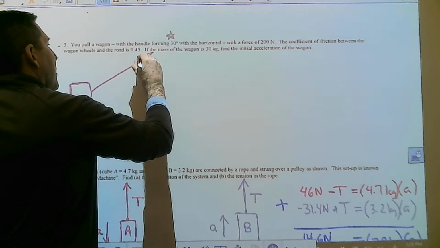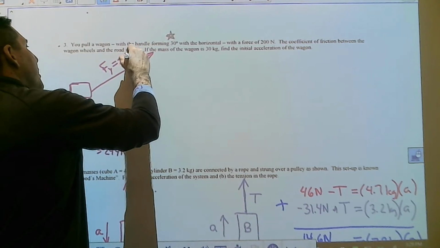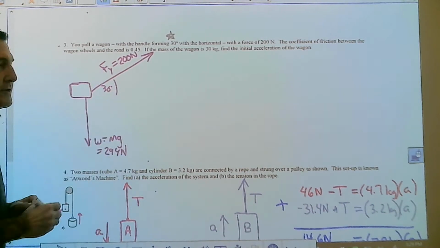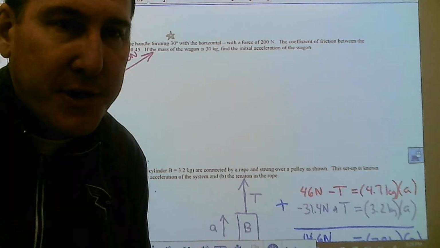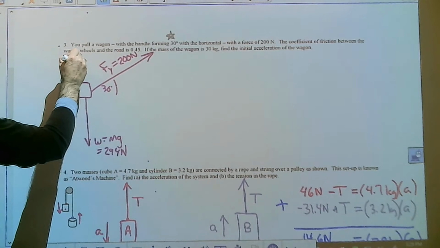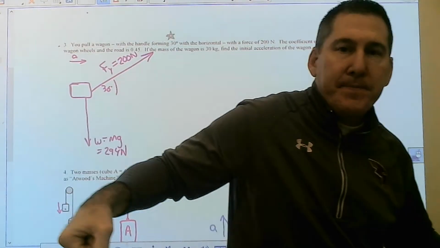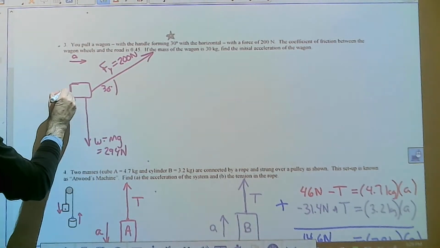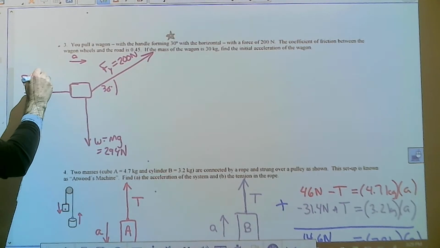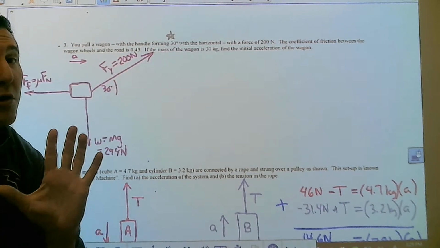I'm pulling with a force, this is the force of U, of 200 newtons, but I'm doing it at an angle of 30 degrees. And that changes things. I'm going to assume I'm accelerating this to the right. You know me, I like to put my acceleration vectors right on there, because that's the way I'm pulling, right? So friction must be acting to the left. Friction is mu times the normal force. I have mu 0.45, but I don't know the normal force yet.